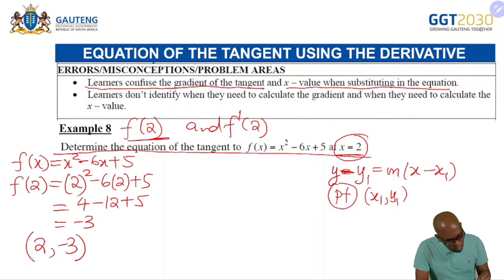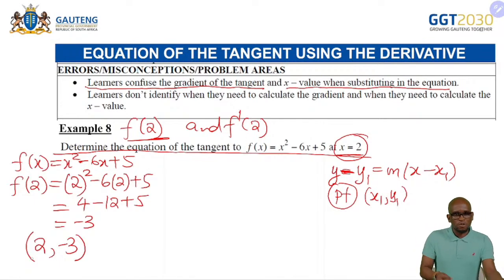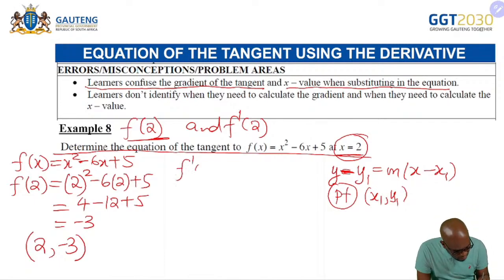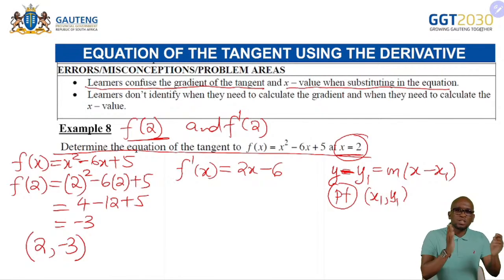Now, we want the gradient. Remember, to find the gradient, we find the derivative. So the derivative gives us the gradient. If I can find f dash of x, or f prime of x, this is 2x minus 6. This is a new function which tells you how the gradient changes as x changes. So it gives you the relationship between gradient and the values of x.